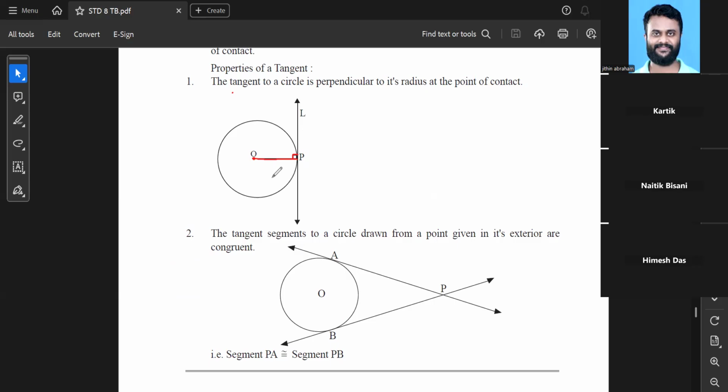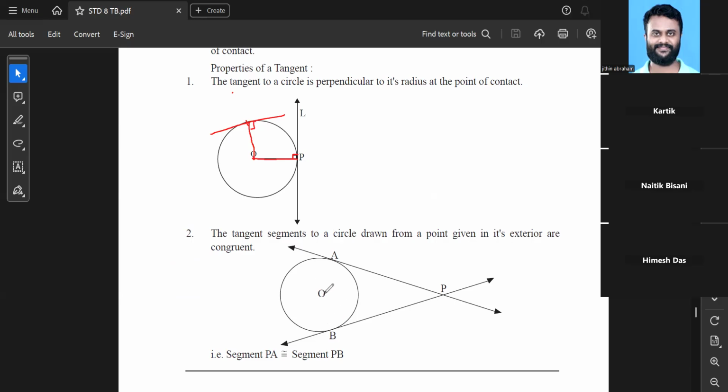If the radius and the tangent both are meeting at one single point, the radius and tangent will be at 90 degrees all the time. For example, if I'm drawing a tangent over here, let me say this is the point of contact. If I draw a radius over here, they will always make 90 degrees. Okay. So I believe this much is clear.